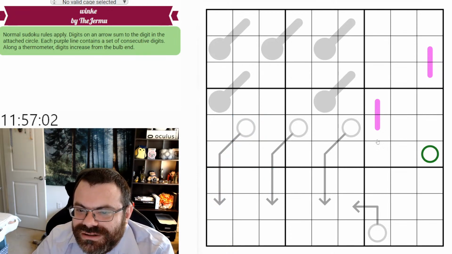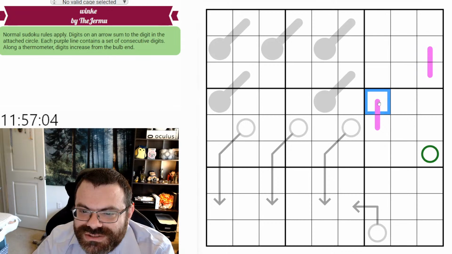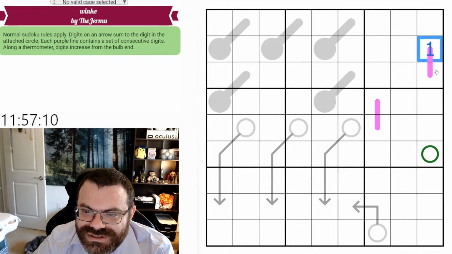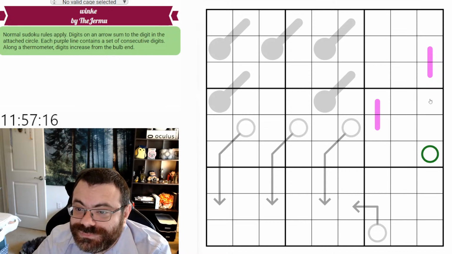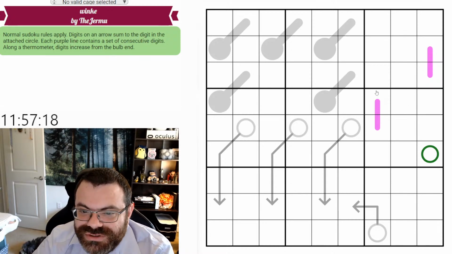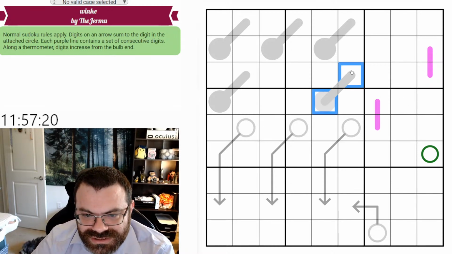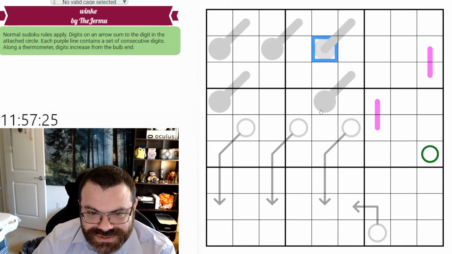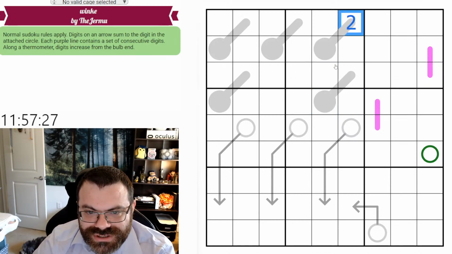Each purple line contains... So these could just be white dots also. But these two are consecutive, so if I put a 2 here, this needs to be 1 or 3, and same here. If I put a 4 here, this would have to be 5 or 3, so that they're consecutive. Along a thermometer, digits increase from the bulb end. So this cell is bigger than this cell. That's all that means. So if I put a 2 here, this has to be a 1. If I put a 9 here, this could be anything but 9.